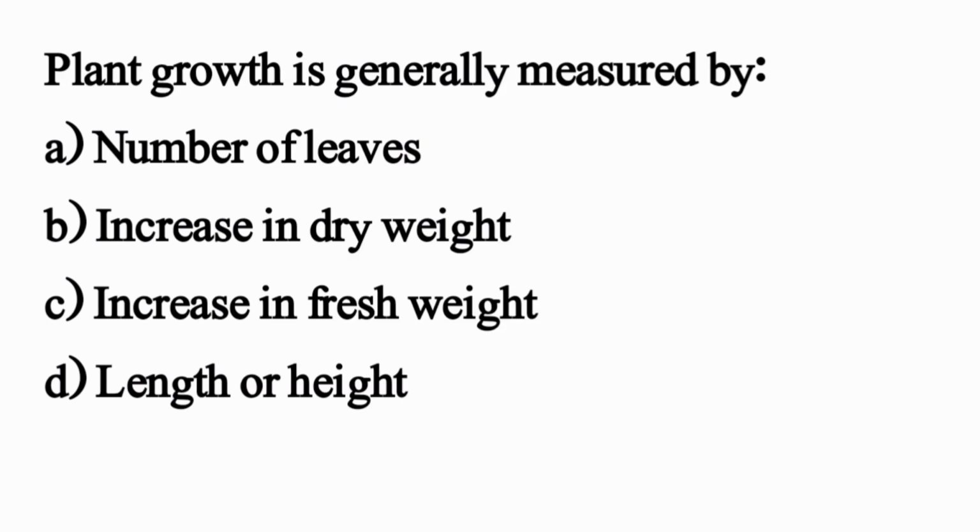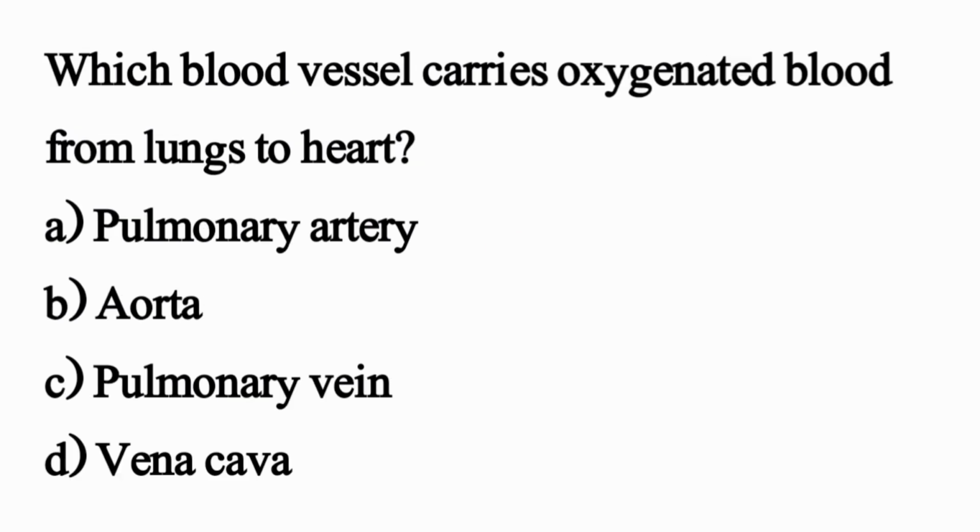Plant growth is generally measured by. The right option is option D, length or height. Which blood vessel carries oxygenated blood from lungs to heart? The right option is option C, pulmonary vein.